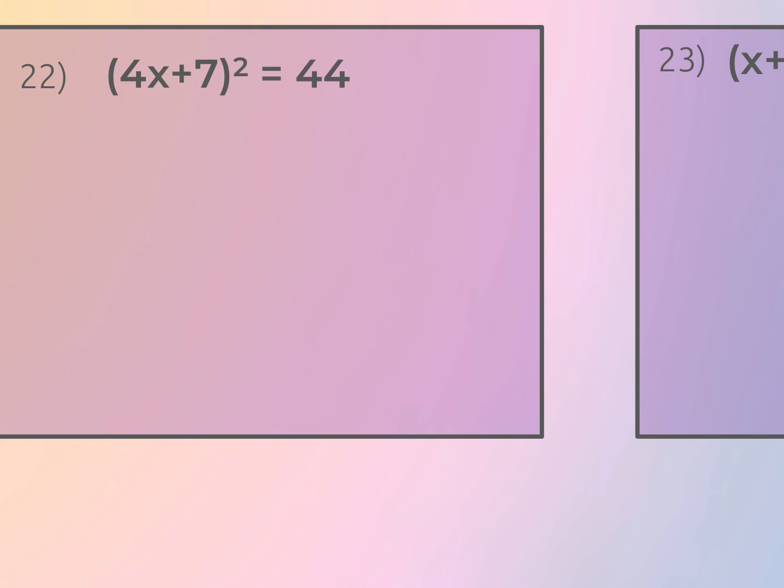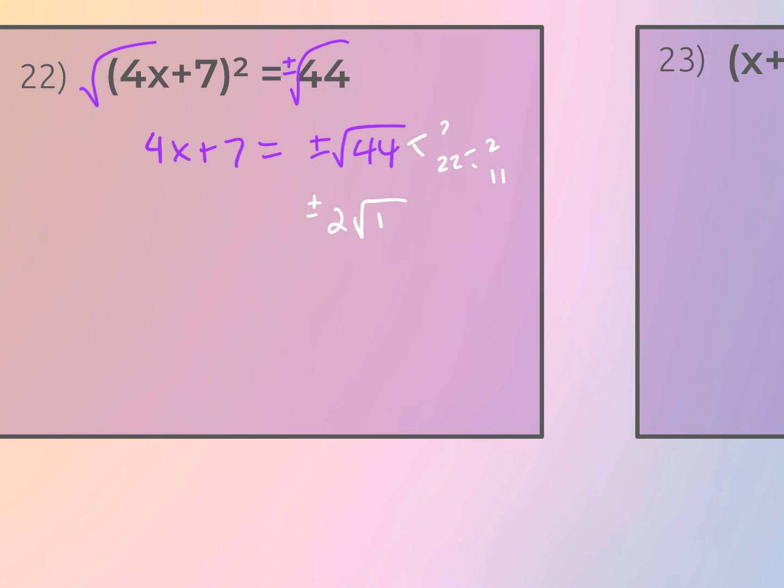We're going to come first step. Square root both sides, putting the plus and minus in front. So 4x plus 7 equals plus and minus the square root of 44, which is 2 and 22, 2 and 11, or 2 square root 11.